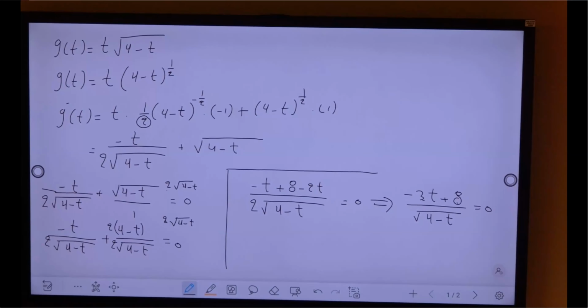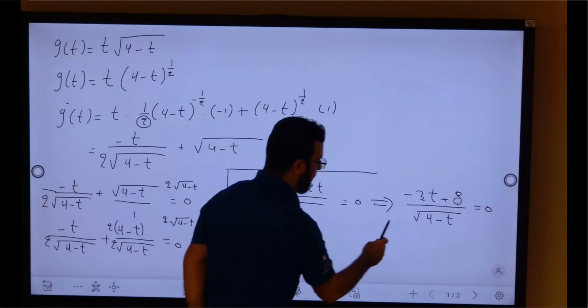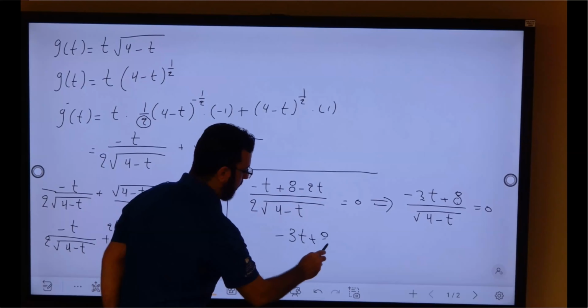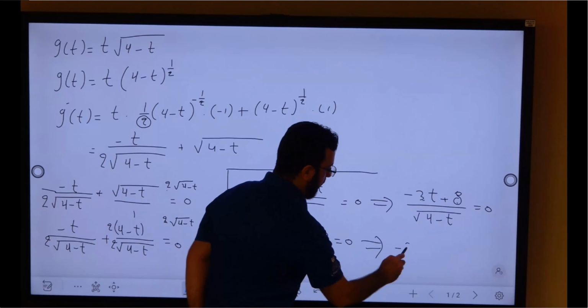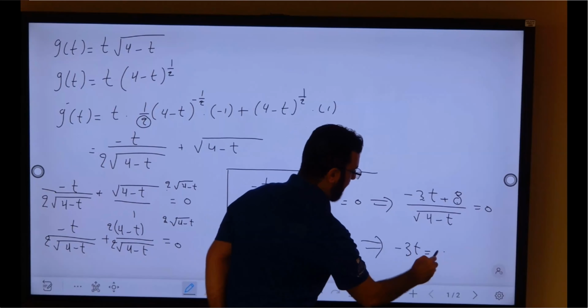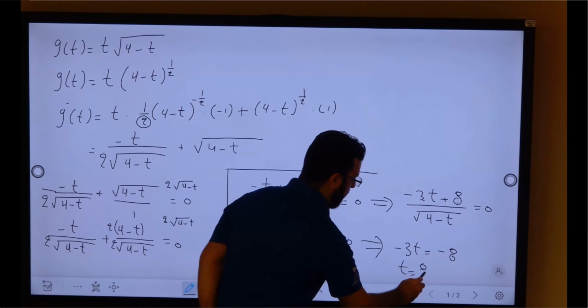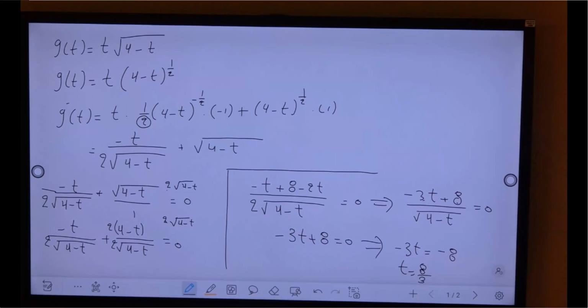Now what's the next step? Multiply everything by the square root of 4 minus t. So what's left here? You're going to be left with negative 3t plus 8 equals 0. That means negative 3t equals negative 8. T is going to be what? 8 over 3. That's the critical number.